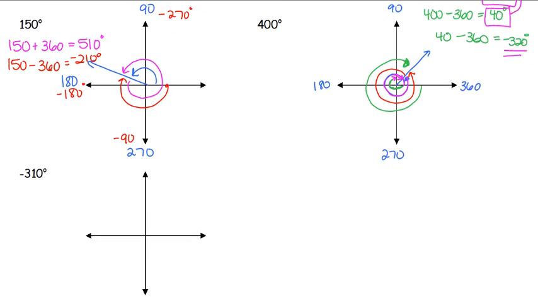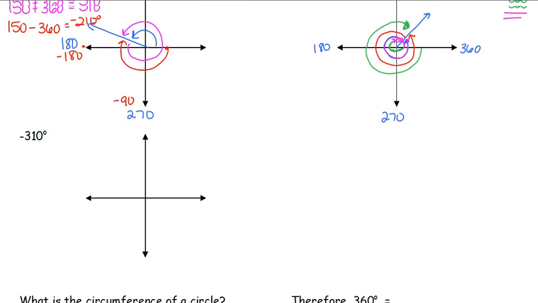Alright, so let's go ahead and I want you to press pause and try to do negative 310 degrees on your own.